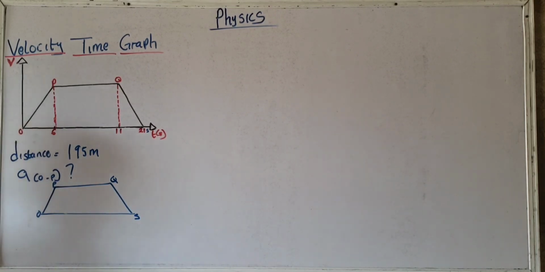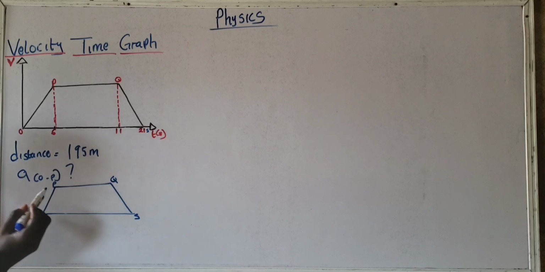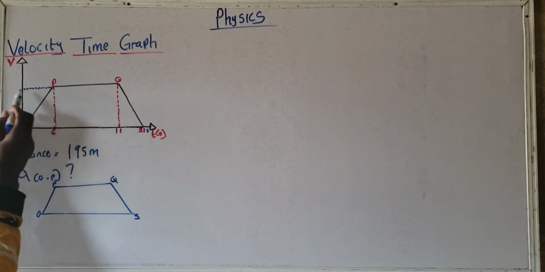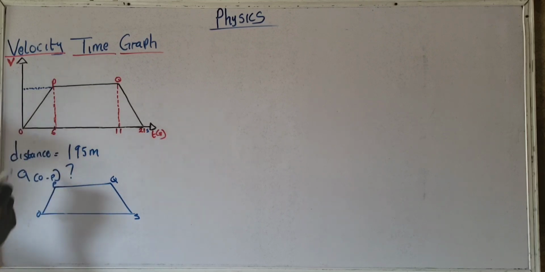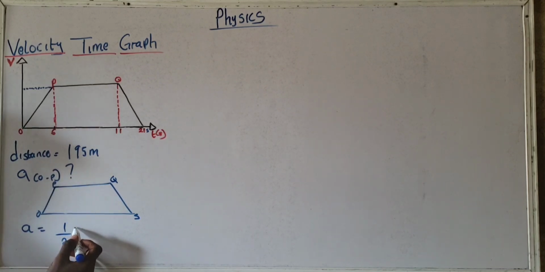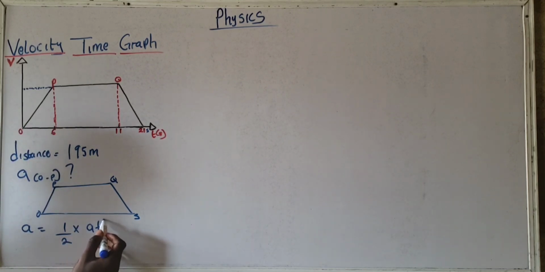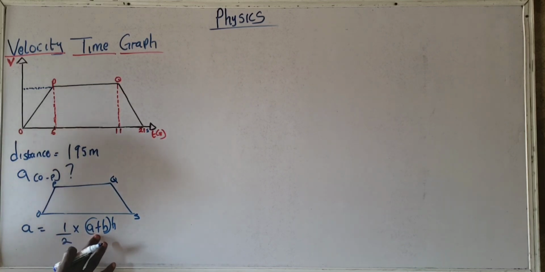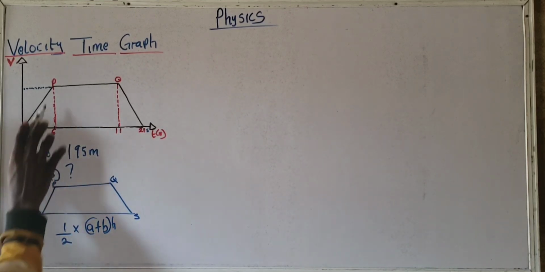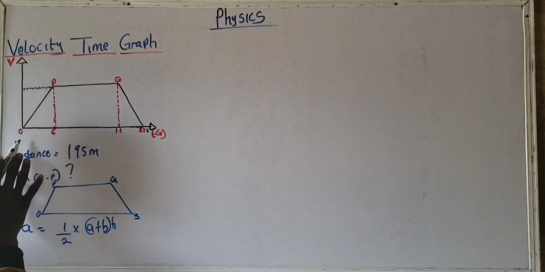You understand? So now, the point that you see here is known as the height. With respect to the formula for calculating a trapezium, the area of a trapezium is given by this formula: 1/2 multiplied by (A plus B) multiplied by H. A and B are the two parallel sides of the trapezium. A trapezium has two parallel sides. The first parallel side is PQ and the second parallel side is OS.